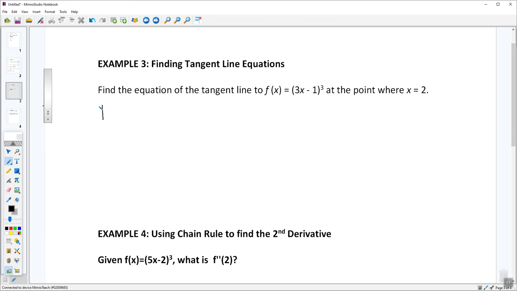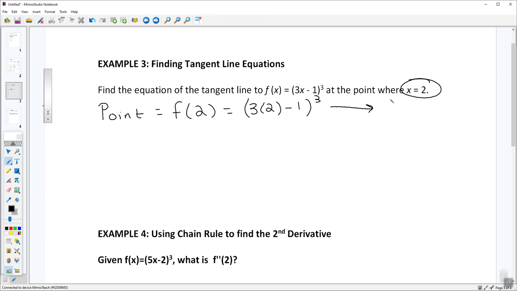How do you find the point we want? Plug 2 into the equation. So our point would be f of 2, right? What is the x value we're concerned about? 2. Okay, so let's figure out what f of 2 is. This would equal 3 times 2 minus 1 all to the third power. What's 3 times 2? 6. 6 minus 1, 5 to the third. 125. You guys agree that this is the point 2 comma 125? When I insert 2 into that function, the output is 125.